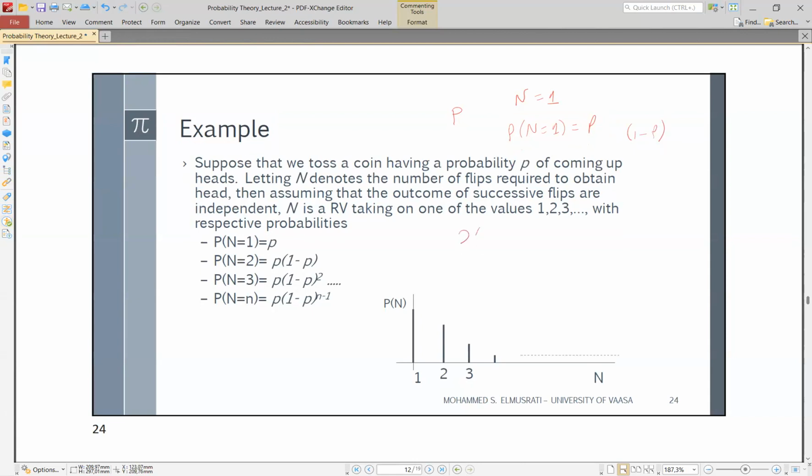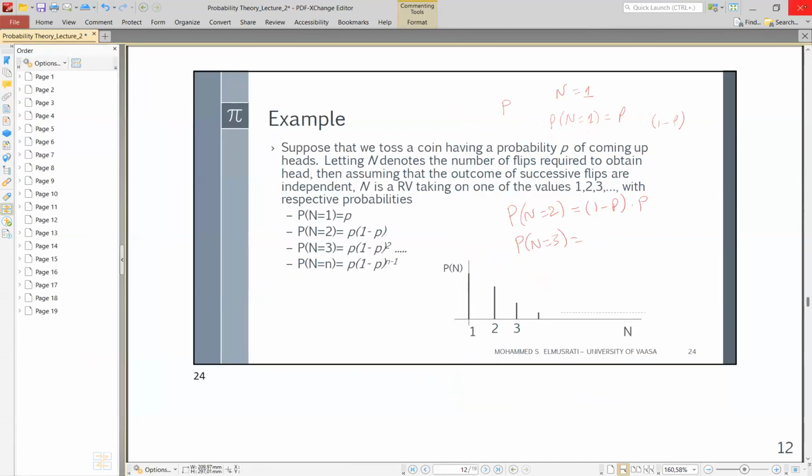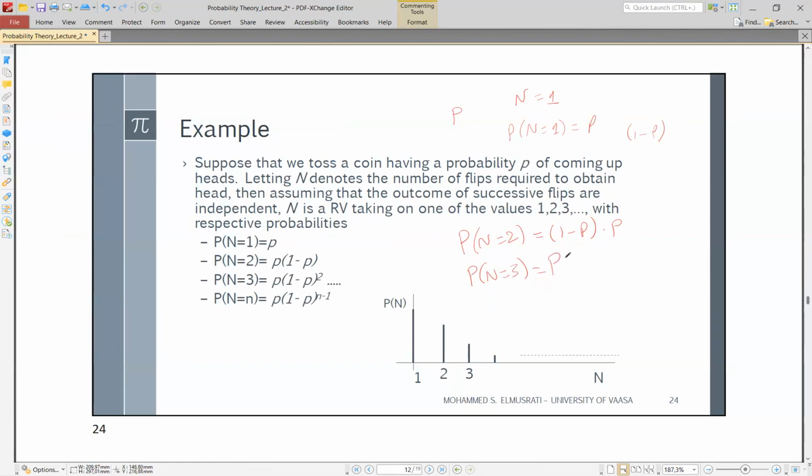Okay. So what is the probability that n equal to 2? It means that the first time it was tail and the second time it was head, and they are independent. So the first time I got tail times the second time I get head. So it will be 1 minus b times b. What is the probability that n equal to 3? Let me do it here in detail to understand what is going on. It means that the first time it was tail, and the second time it was tail, and the third time it was head.